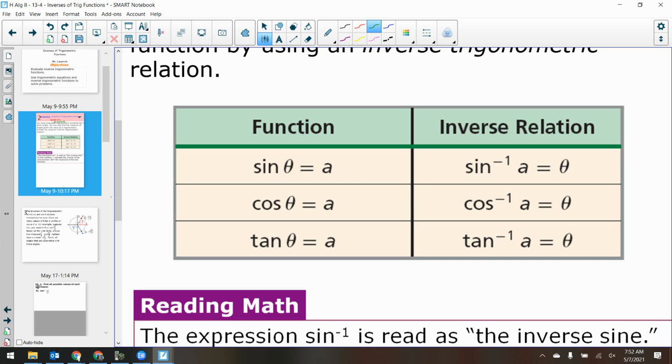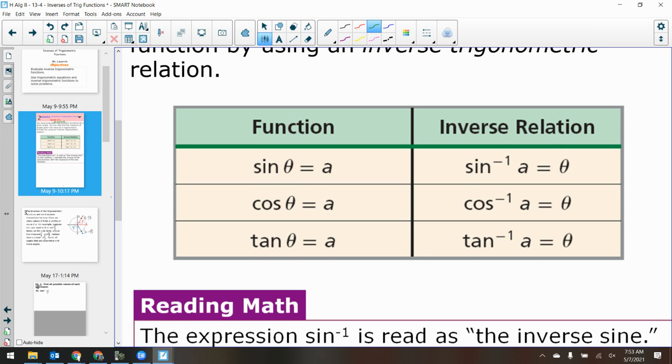So if I've got sine theta is equal to some number a, cosine, tangent, whatever, is equal to some number a, to get theta completely alone, to solve for the angle measure, you're going to need to use an inverse trig relation. You're going to hear me say that statement a lot: whatever you're doing, if you're doing a word problem, if you're finding pieces along the unit circle, if I ask you to solve for an angle, you have to use an inverse trig relation. You have to use the inverse sine, cosine, or tangent.